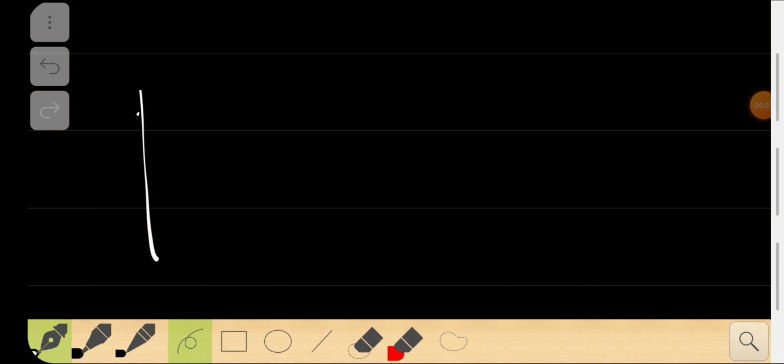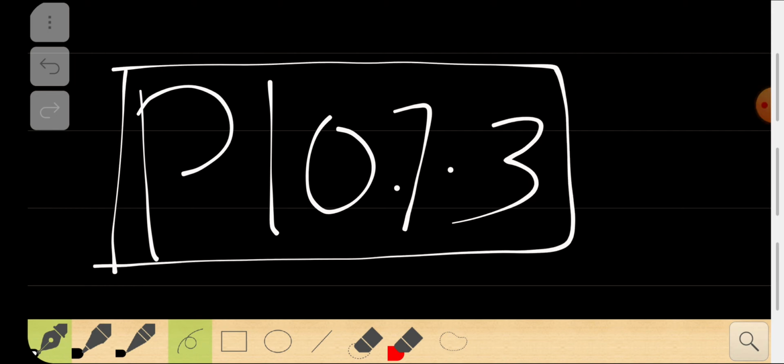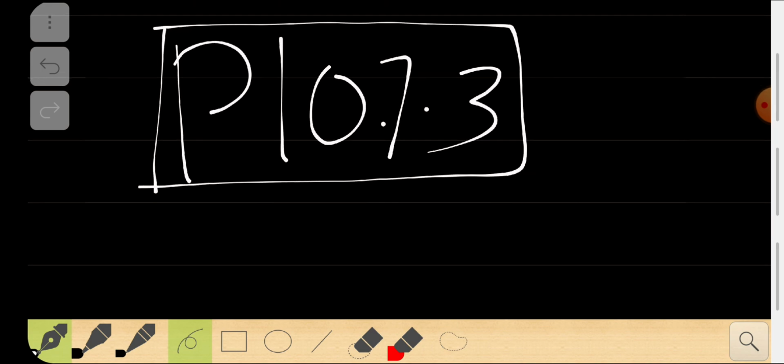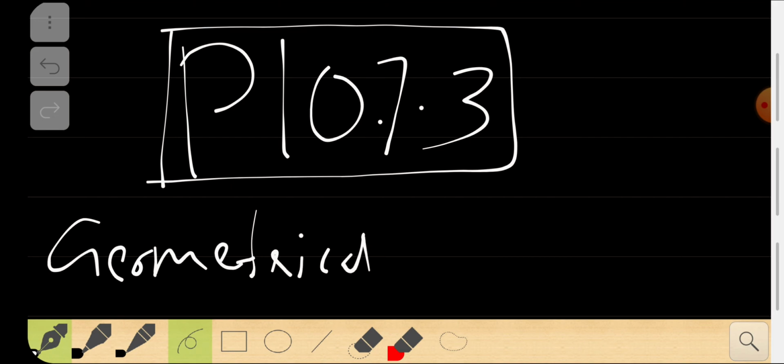This lecture is called P107.3, right? In this lecture, we are going to look at uniform circular motion, and we will look at the geometrical interpretation of uniform circular motion. So, it's a geometrical interpretation of uniform circular motion.